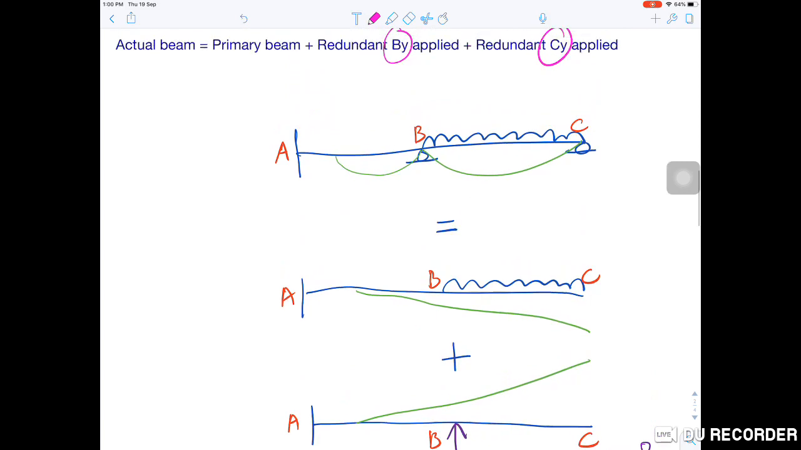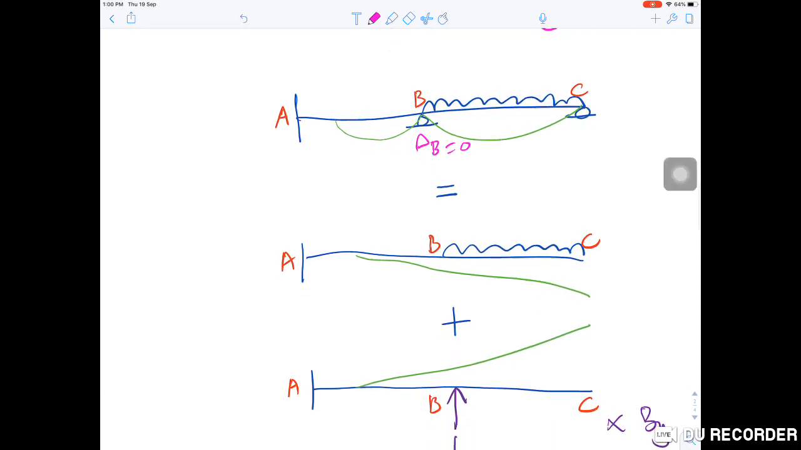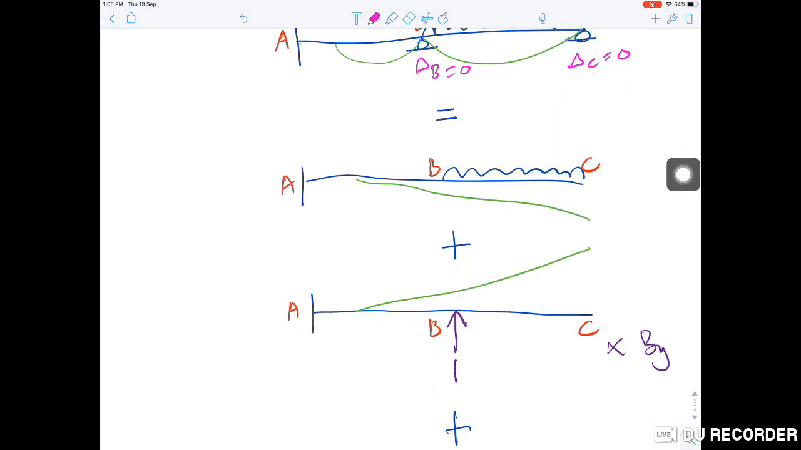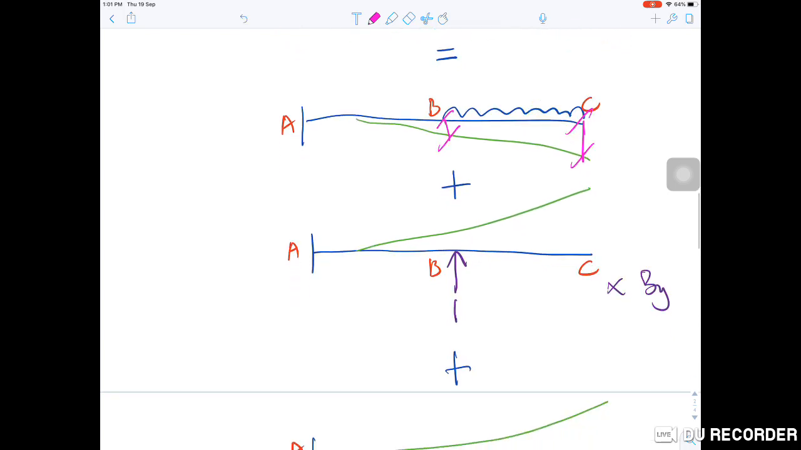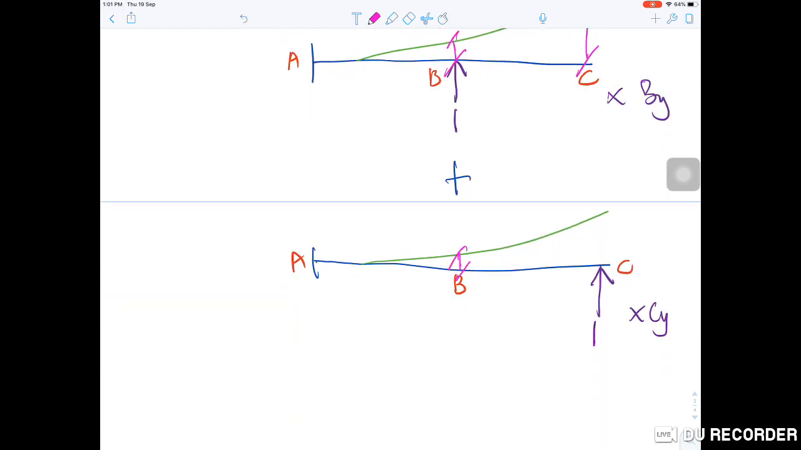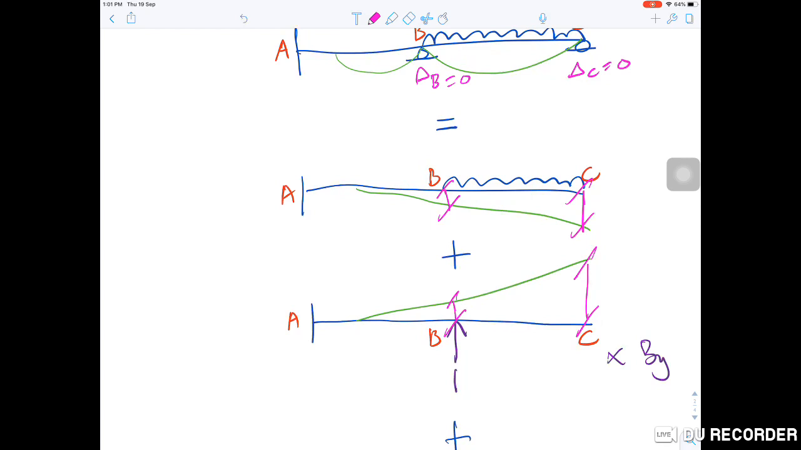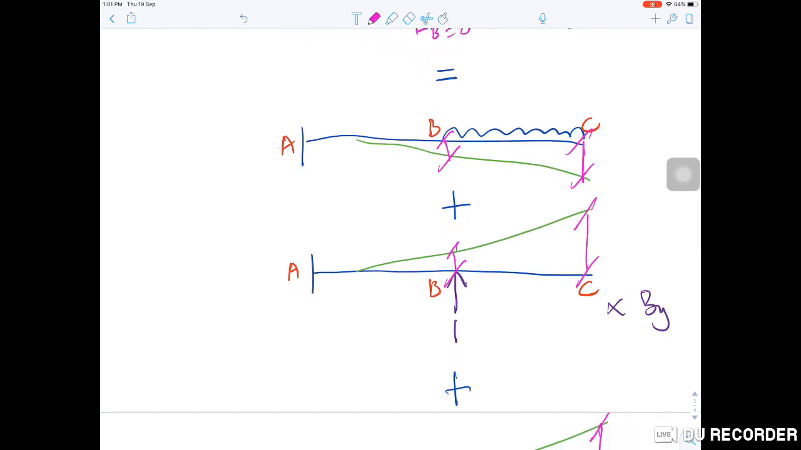Okay, at B, since this is a roller here, there is no value for delta, it is equal to 0. Same goes to C, delta C is equal to 0. For primary beam at B, due to UDL, delta here. For redundant By applied and redundant Cy applied it is also the same. This one is referring to all the displacement that occurs in the system.